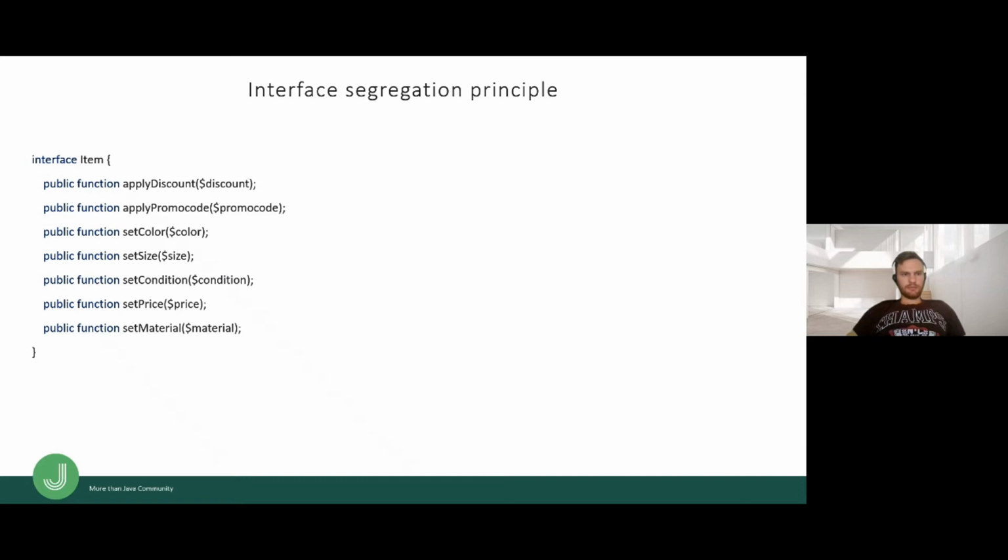So let's say we have an interface called Item. And it's not Java, it's just an example language. I guess it's probably PHP. You have here 7 methods in this interface, and this interface is quite big, and it seems like they're not really tightly connected. These methods. I mean these methods.